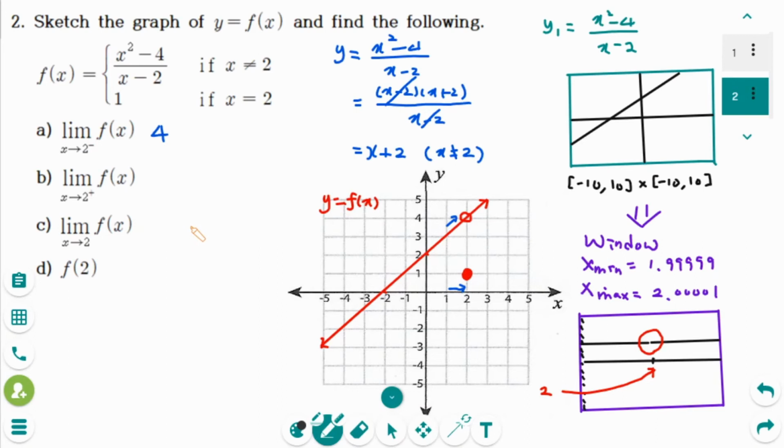Number B, the limit of f of x as x approaches 2 from the right, and the y value is approaching 4. And then number C, the left-hand limit of the function and the right-hand limit of f of x are the same, so the answer is 4. And then number D, when x is exactly 2, the y value is 1. That is the answer.